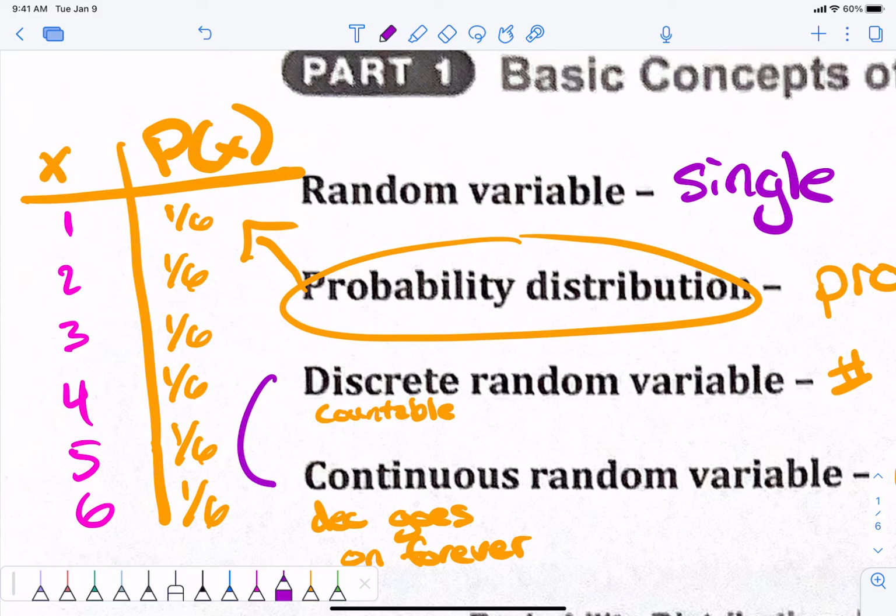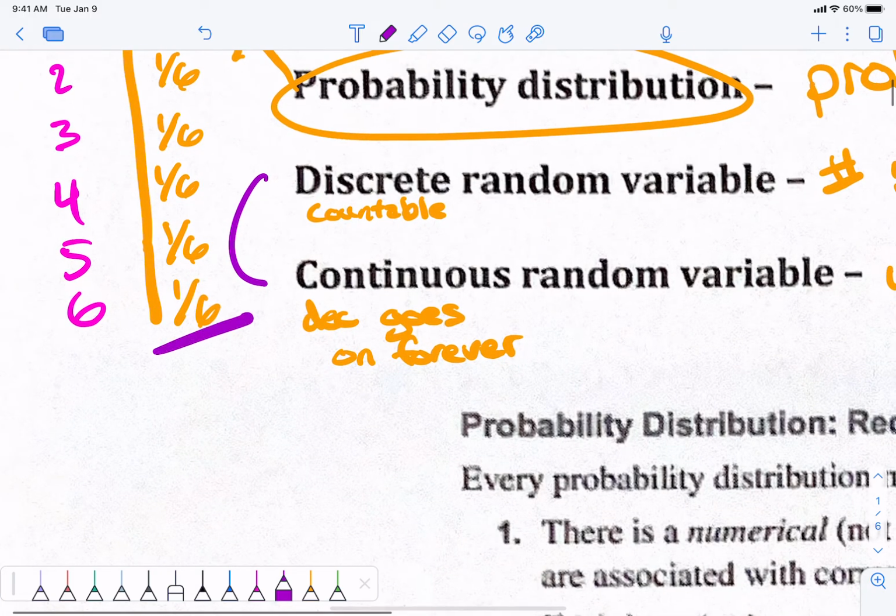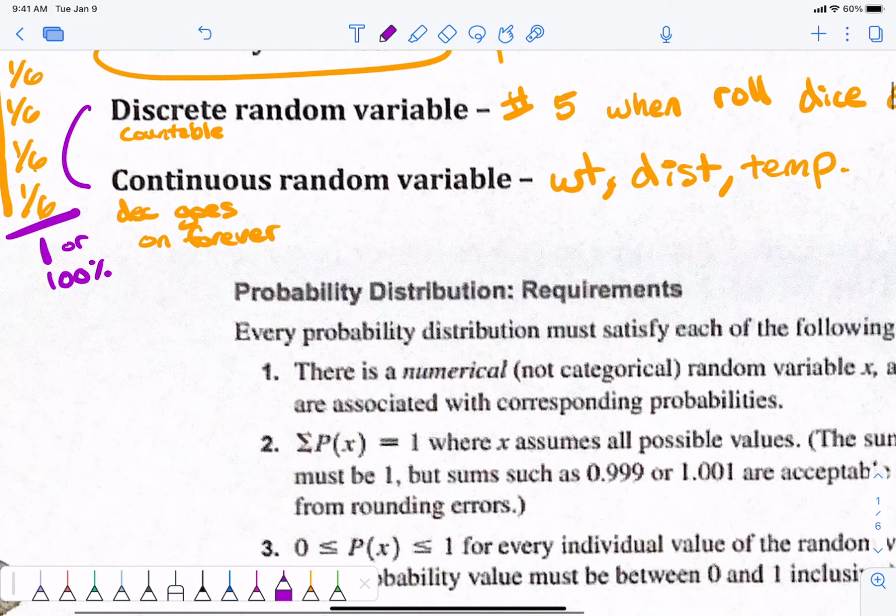They don't all have to be the same. They are in this case, right? They don't all have to be the same probability, but they have to add up to be 1, or 100%. That's one of the requirements of a probability distribution, okay? The sum of the probabilities is 1. That's what number 2 says, right? The sum of all the p's is 1.